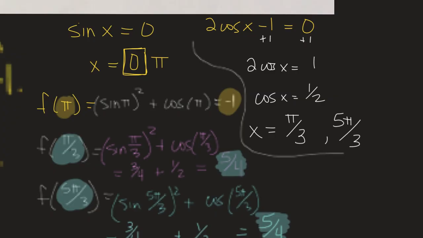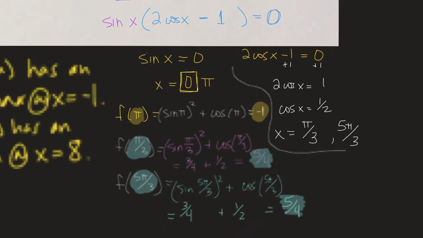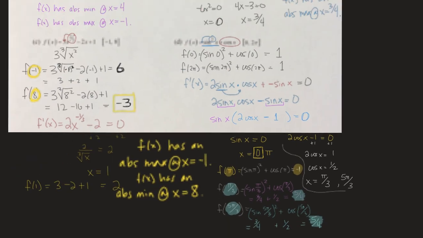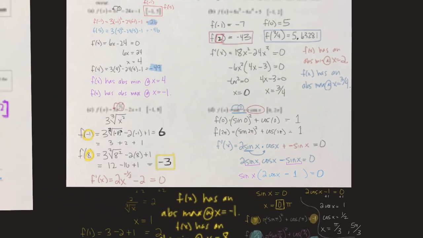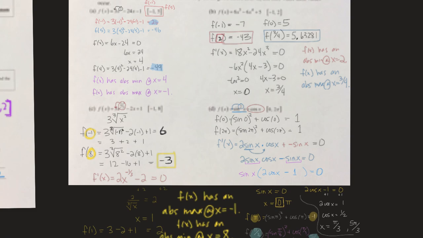So remember, the answers are x values where we have the largest or the smallest value for y on the closed interval, as long as our function is continuous on that closed interval.